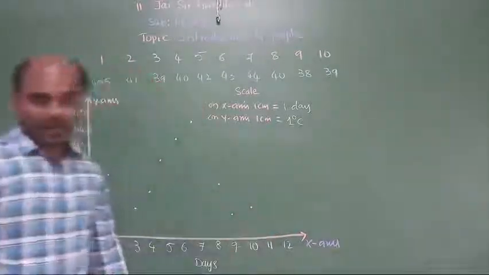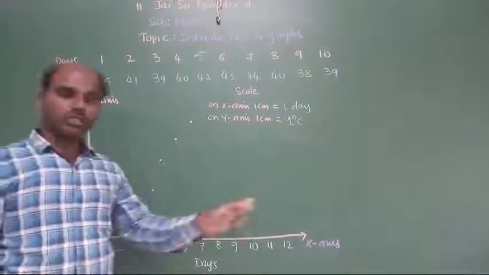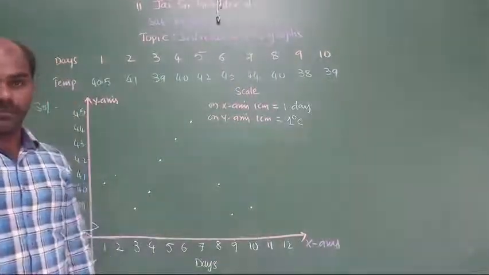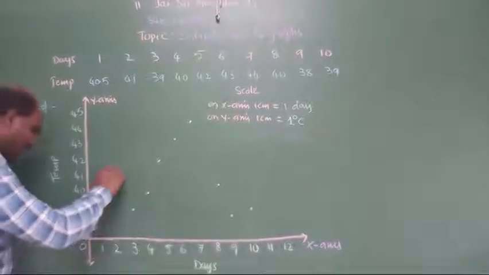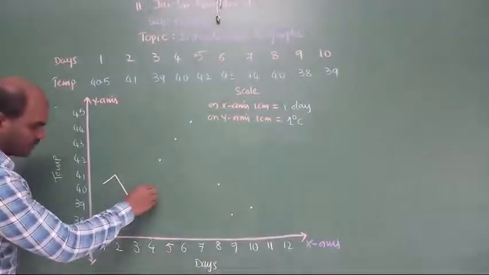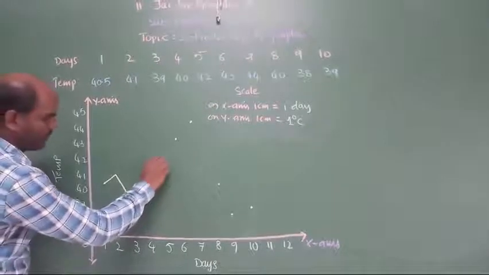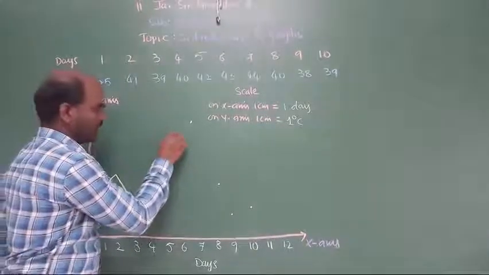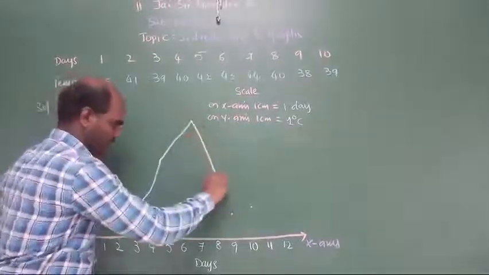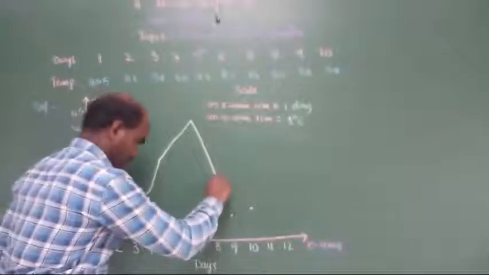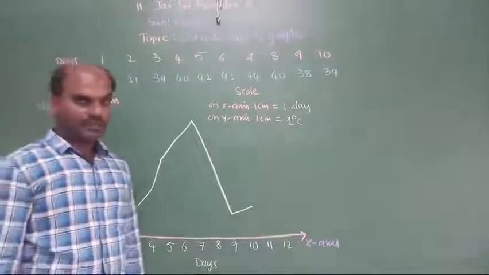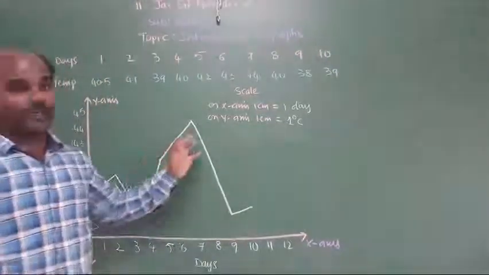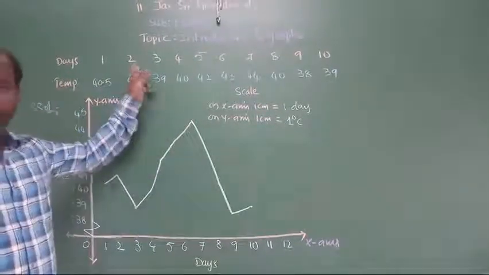After plotting all the points, we join them using the scale: first day, then second day, and so on, until the ninth day and 10th day. This is the process to draw the graph of the given data.